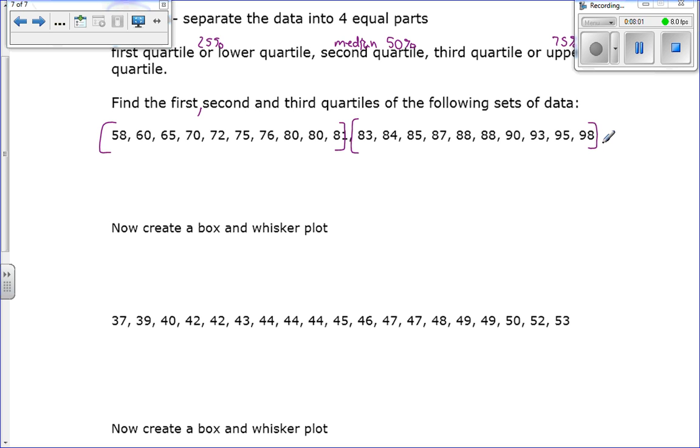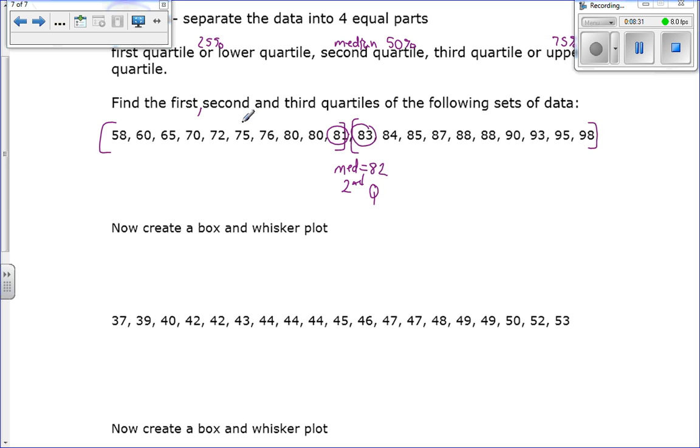So in order to find the median, since I have an even number of pieces of data, I need to actually find the median between my two middle pieces of data. So to find them, I add them together, 81 plus 83, and I divide by 2. So I get my median to be 82. Now, I said to find the first, second, and third quartile. This is my median, my second quartile.